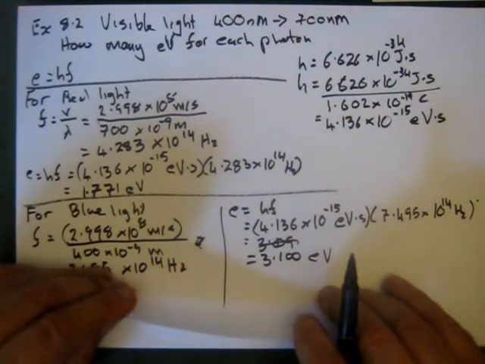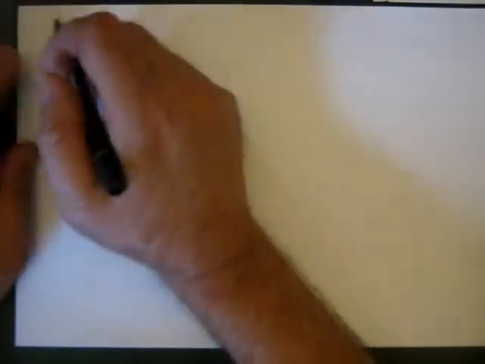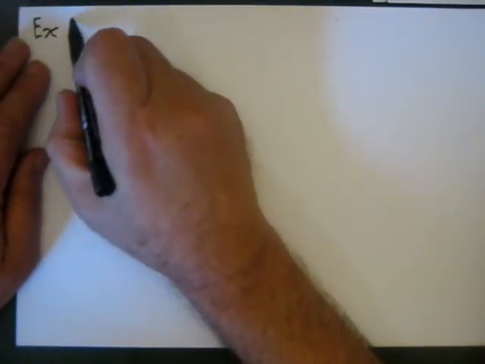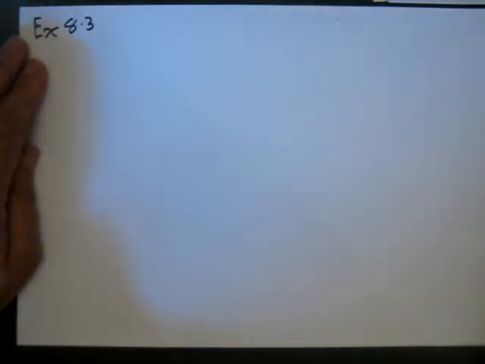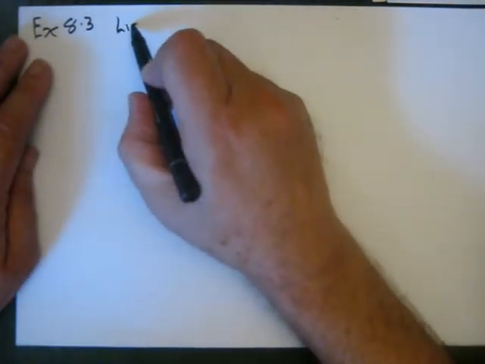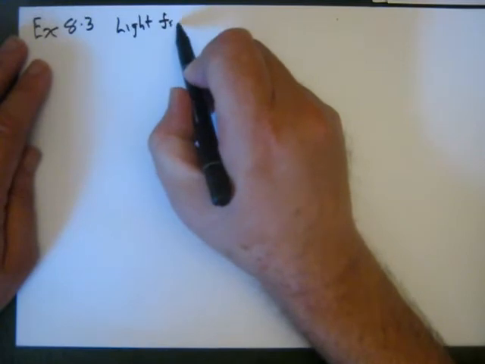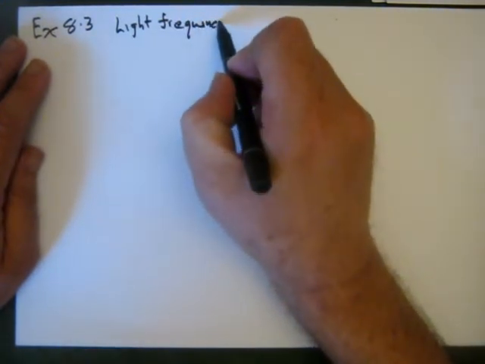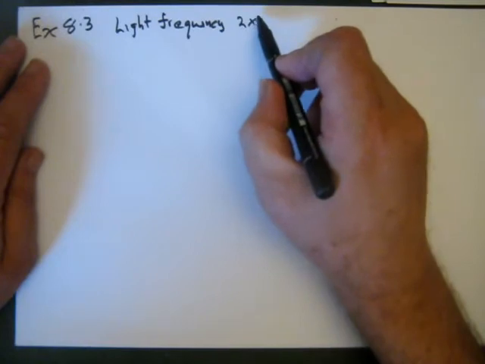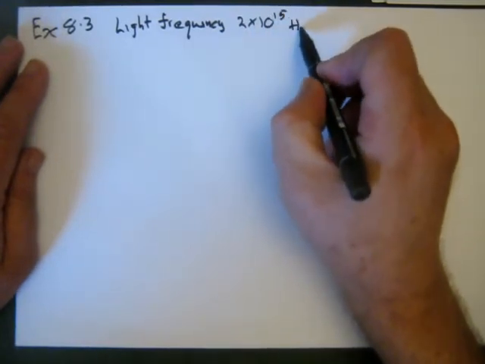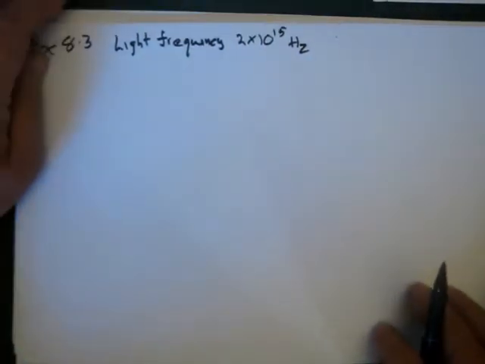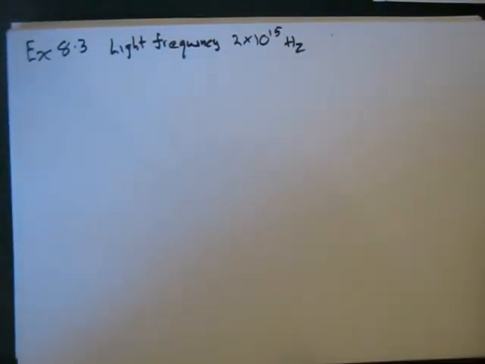So let's actually try this on exercise 8.3. This will also give us a chance to do a problem using the photoelectric effect and cutoff frequency. So we have a light frequency of 2 times 10 to the 15 hertz. Remember, visible light is usually in the 10 to the 14 hertz range, so 2 times 10 to the 15 hertz is actually going to be ultraviolet light.